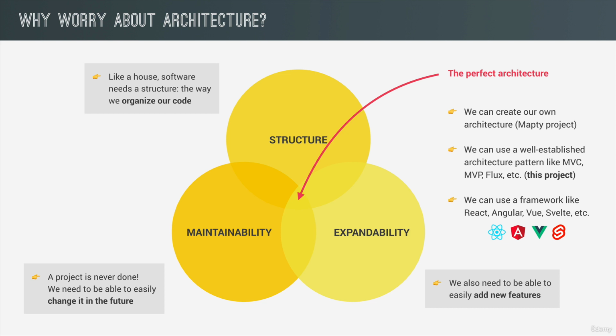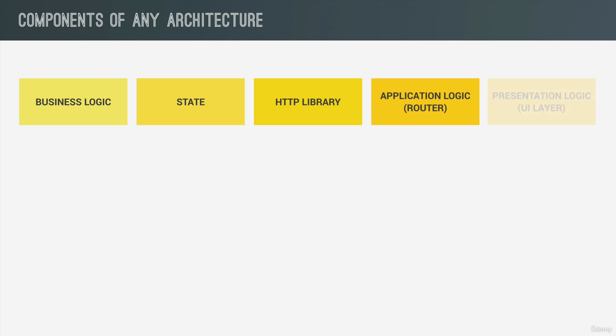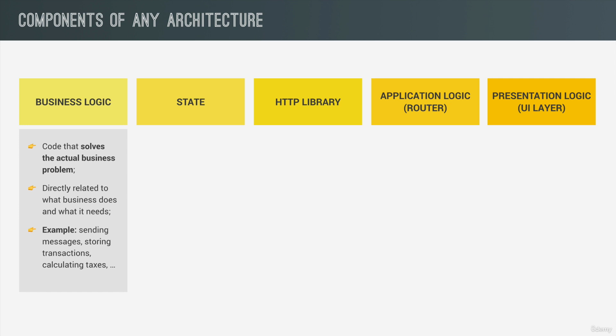Now, no matter where the architecture comes from and who develops it, there are some components that any architecture must have. And that is business logic, state, an HTTP library, application logic, and presentation logic. So business logic is basically all the code that solves the actual business problem.